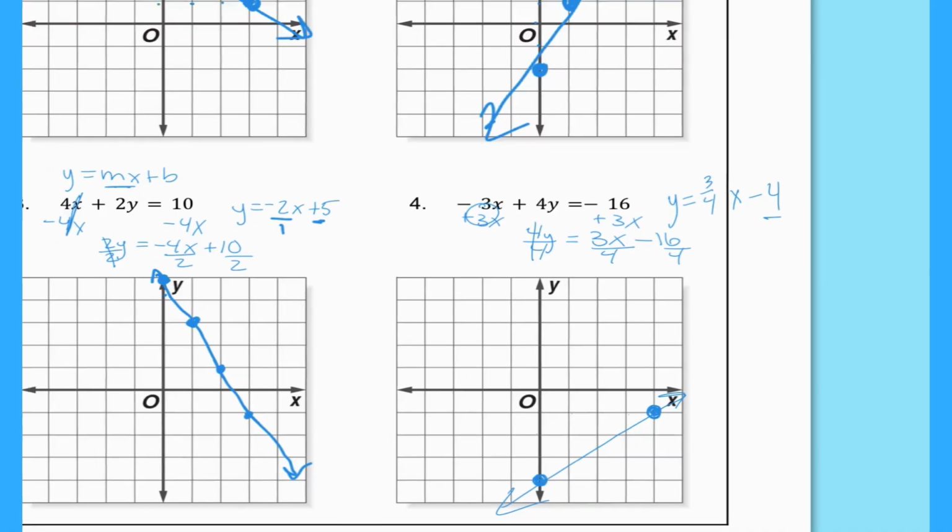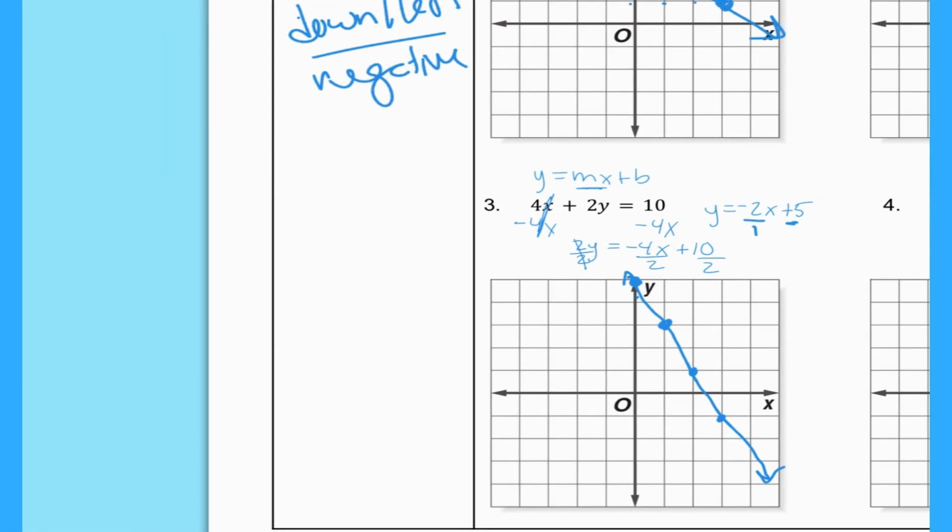A couple other things to remember that we might want to make a note of. If I have, for example, the equation y equals x. So we're missing two things here. We're missing the slope. If the slope is missing, it must be a 1. And we're also missing the y-intercept. If the y-intercept is missing, it must be plus 0. So this equation really becomes y equals 1x plus 0. So anytime you're missing the y-intercept, it must be a 0. And anytime you're missing the slope, it must be a 1.